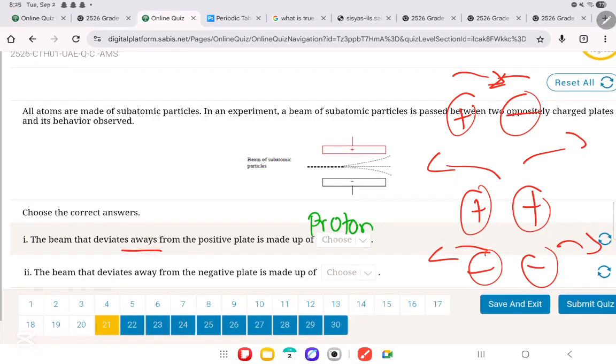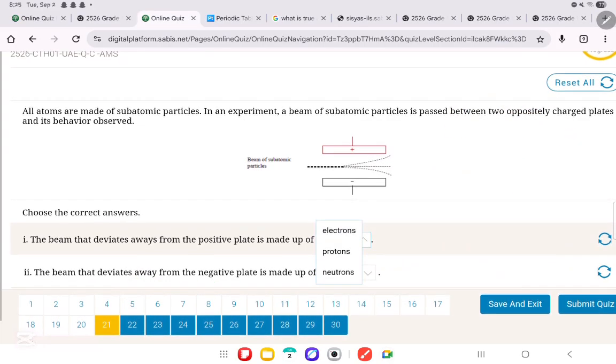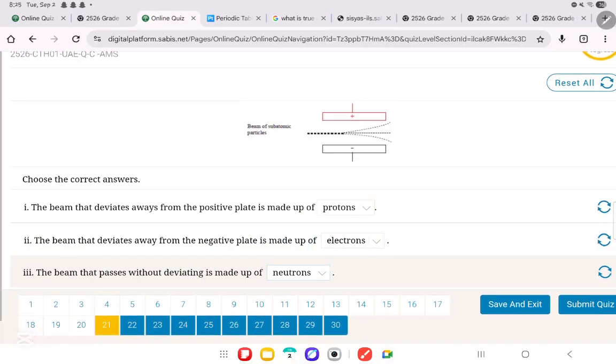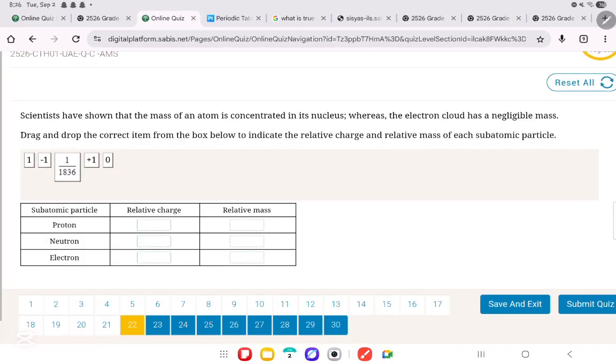Now, deviates away from the negative plate. If it deviates away, that means it has the same charge as this. So it also has a negative charge. That means it's what? It's an electron. Right? So this is proton. This is electron. And the last one, it passes without deviating. This, for all cases, it's a neutron. So pay attention to the keywords. If they said deviates towards, if it's going towards the plate, that means it has the opposite charge of the plate. But if it deviates away from the plate, that means it has the same charge as the plate. Let's move on to question number 22.